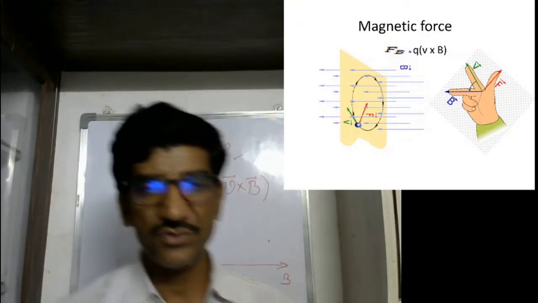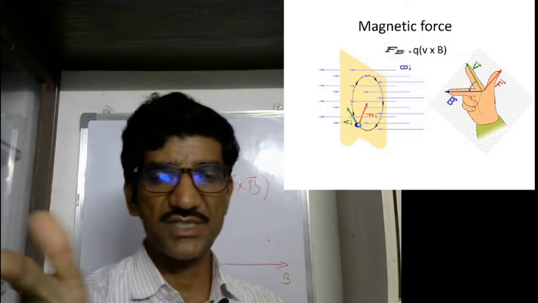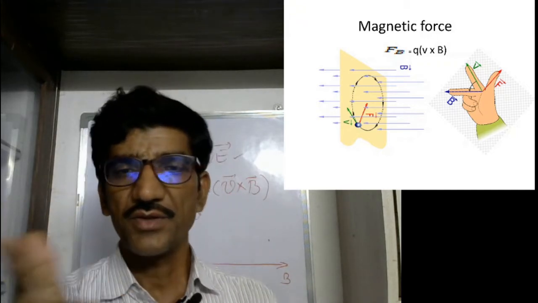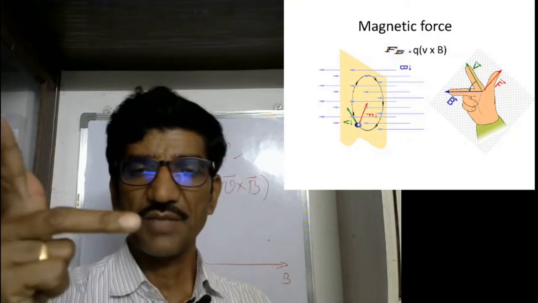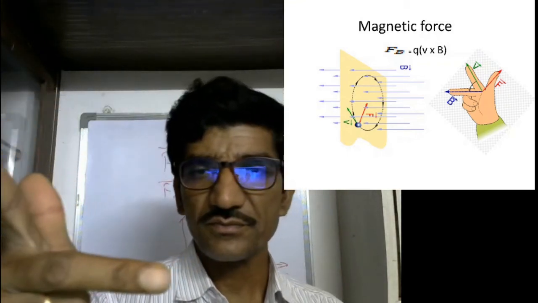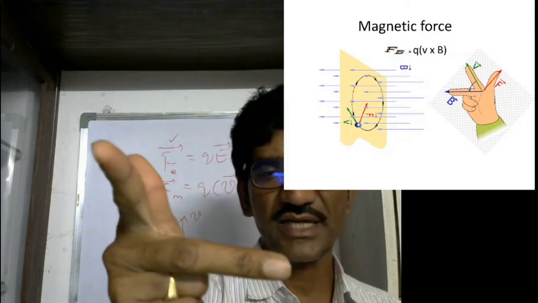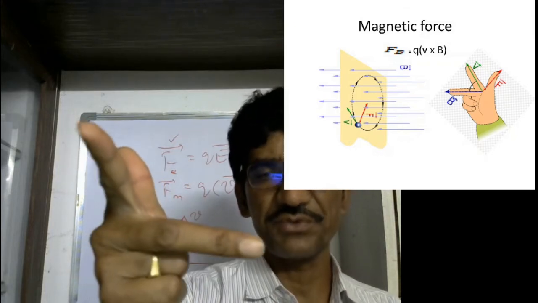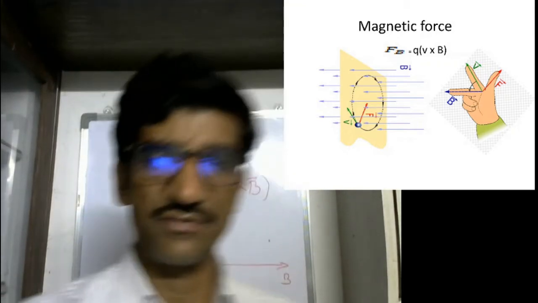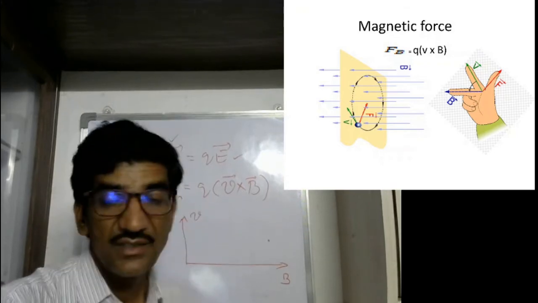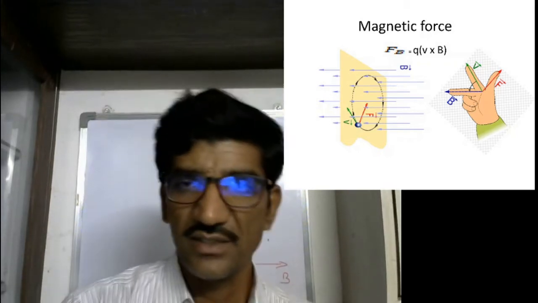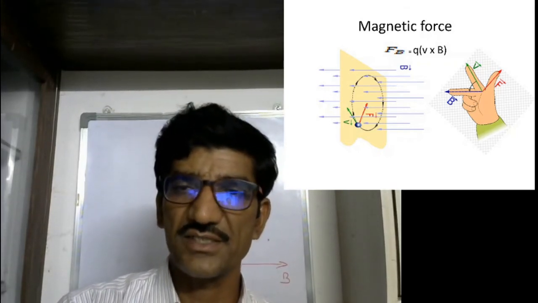What you have to do, you have to place all of your first three fingers perpendicular to each other. You have to place the magnetic vector along your middle finger and velocity vector along your forefinger. Then the thumb will give you the direction of a force acting on the charged particle. This is another way of finding the direction of a magnetic force, which you can see in the slide. Now here, this finding the direction is very important.